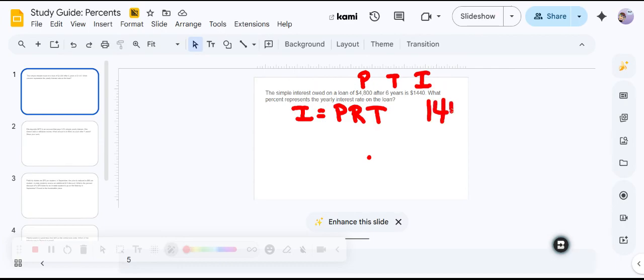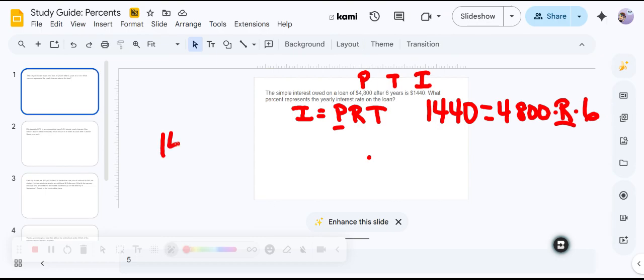Interest, 1,440 equals principal, 4,800 times rate. We don't know the rate, we're looking for it, times time. Time is 6. Okay? So now I've got this equation and I'm looking for R. I know that when I multiply, the order doesn't matter. So I can rearrange that.